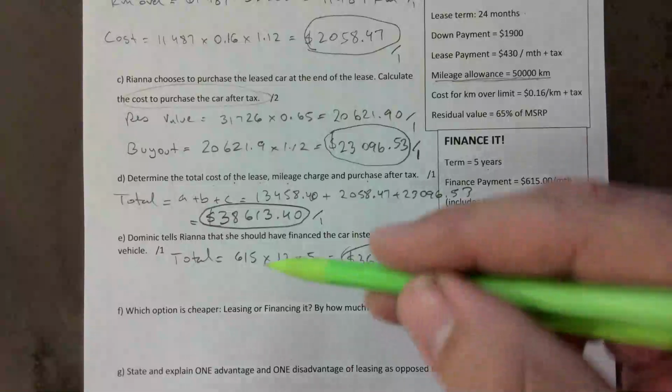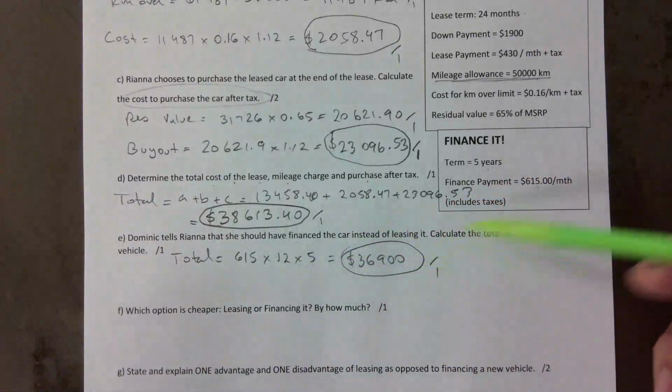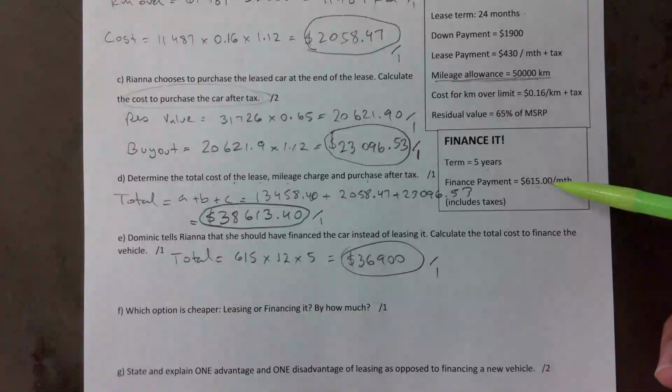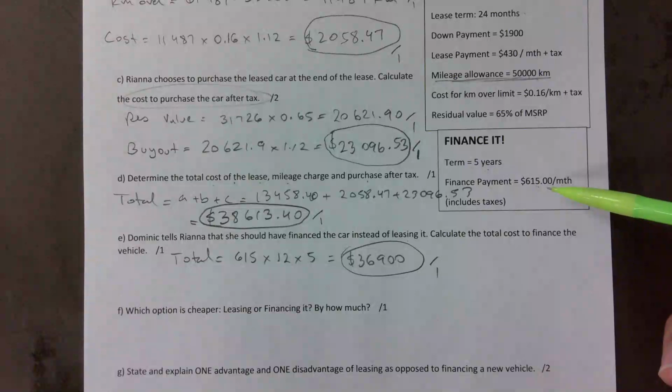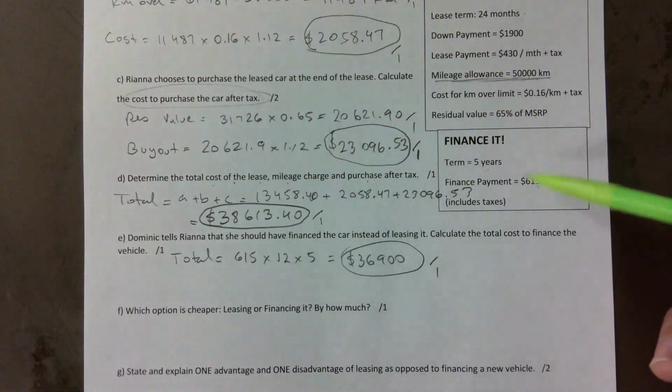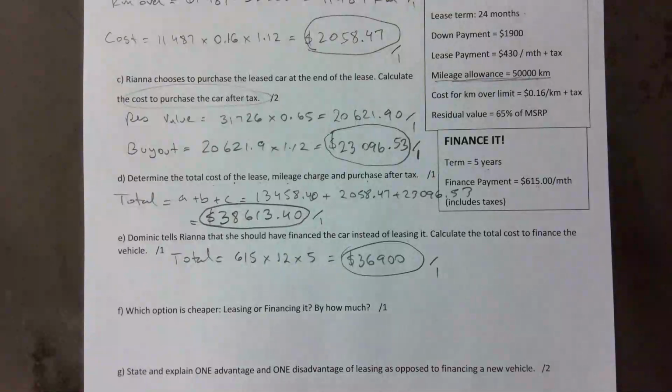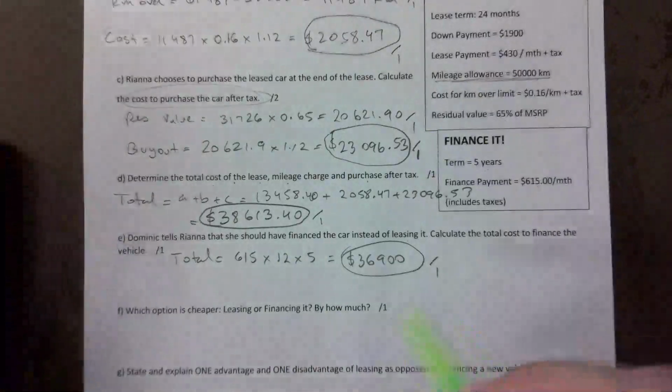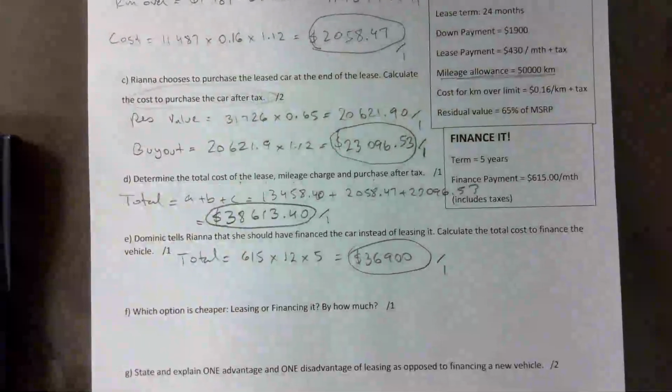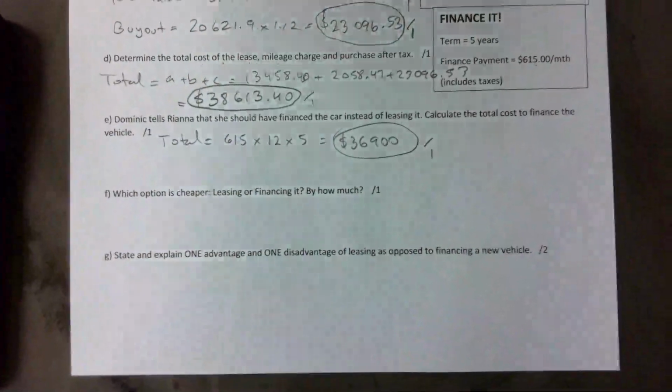Why no taxes? The question doesn't say. And by the way, this payment will already have taken care of the taxes. Remember, because before you get the loan, you have to figure out what taxes you're paying on that car, and then they finance it based on that. So it's already taxed. So don't be adding taxes. I would go minus 1 today if you added taxes.